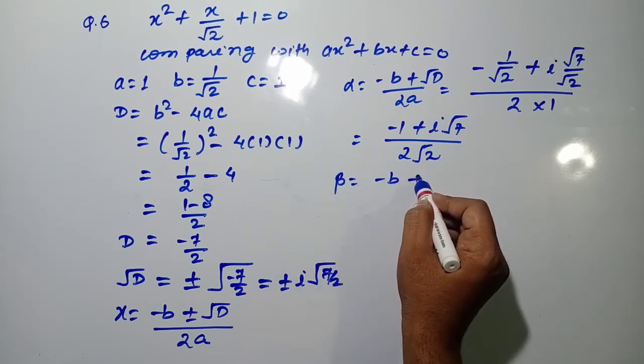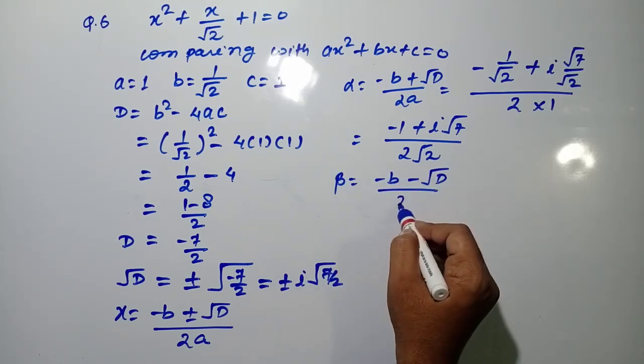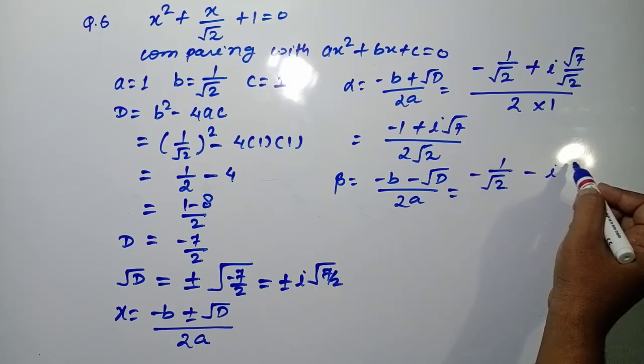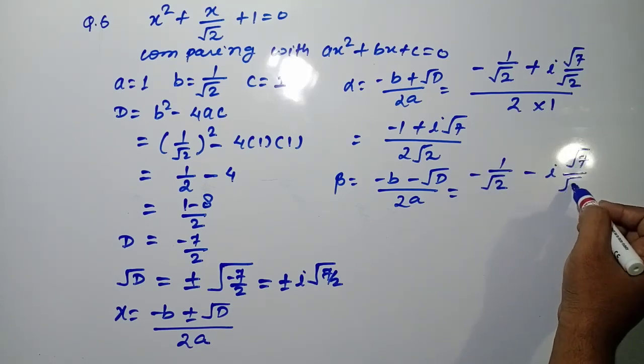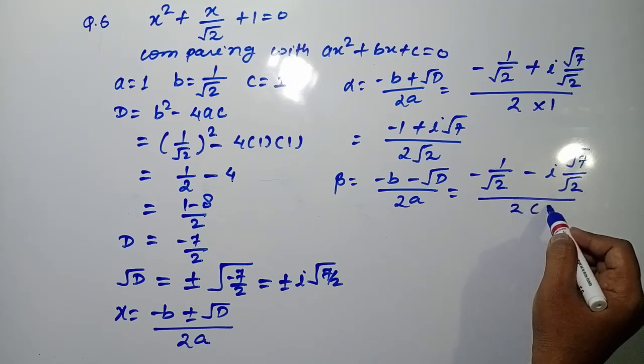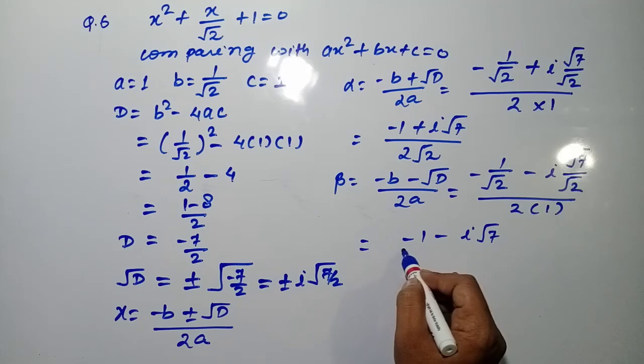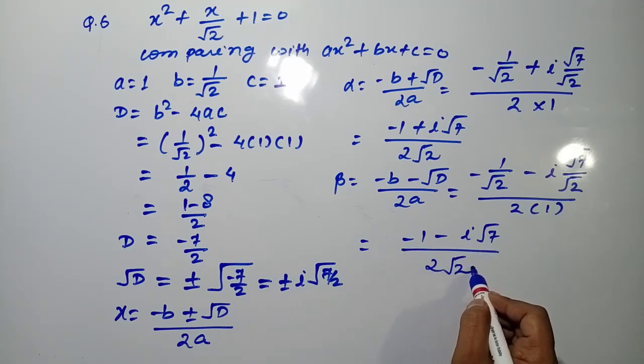Similarly we will find out beta. So beta is minus b minus root D upon 2a, minus 1 upon root 2 minus iota root 7 upon root 2 divided by 2 into 1. Again 1 upon root 2 is common, so we are getting minus 1 minus iota root 7 over 2 root 2.